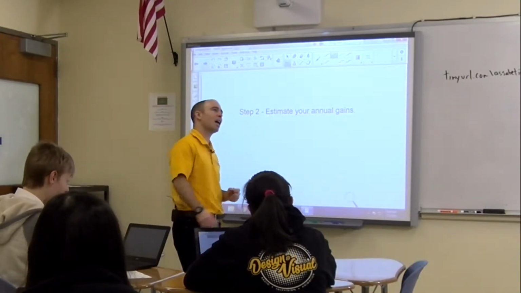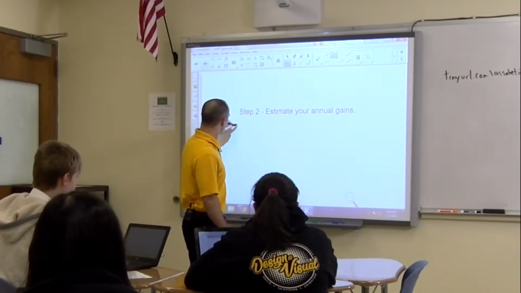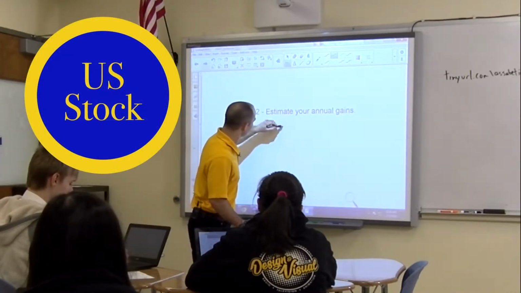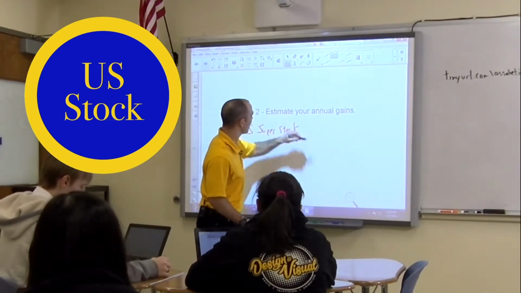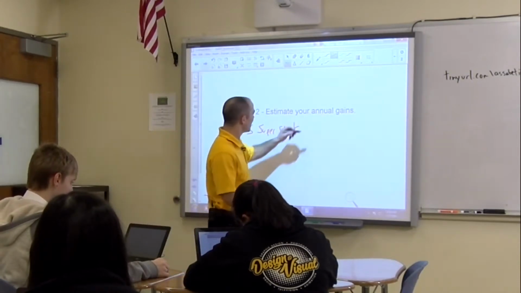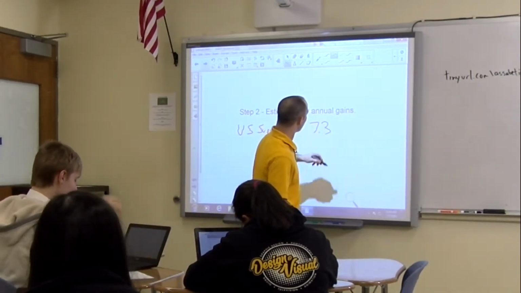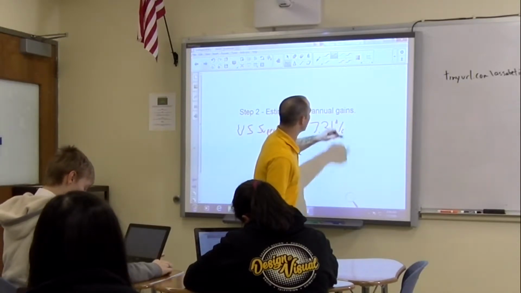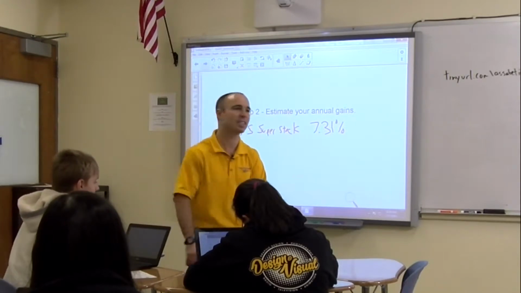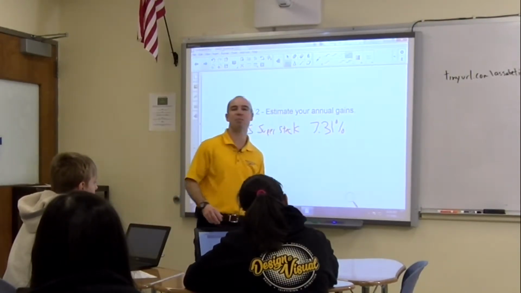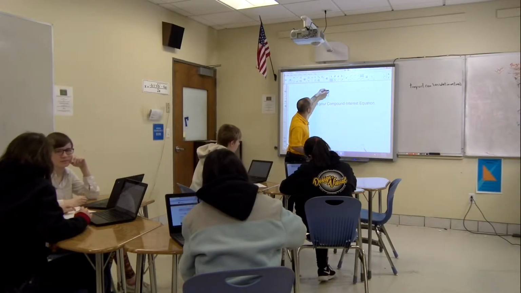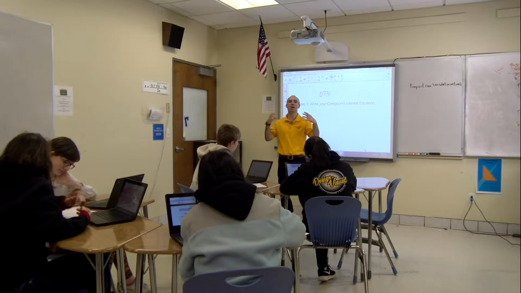I'm just going to say I am investing in U.S. Super Stock, which of course is a made-up stock that I just came up with right now. And we are going to assume that I get 7.31% gains. Now the thing is, nobody does math in percents, as we've talked about before. You always do math as decimals, and 7.31% as a decimal would be what? 0.0731.